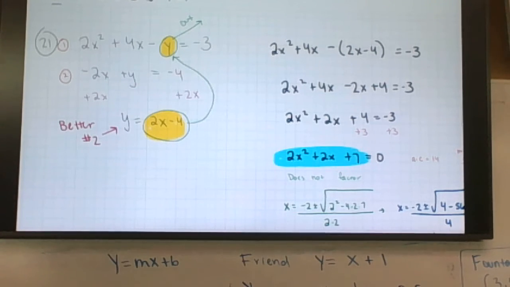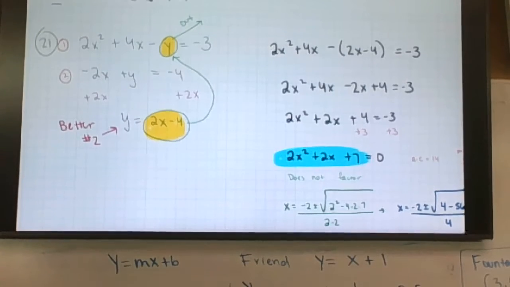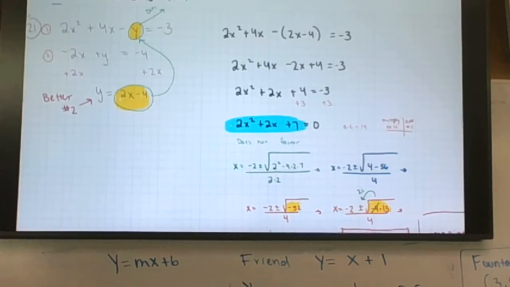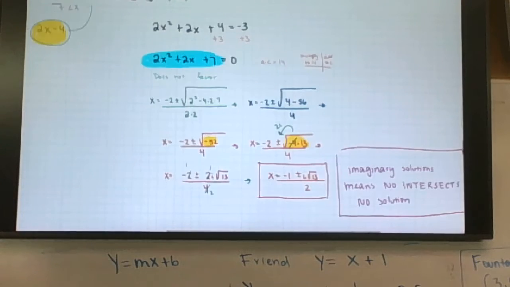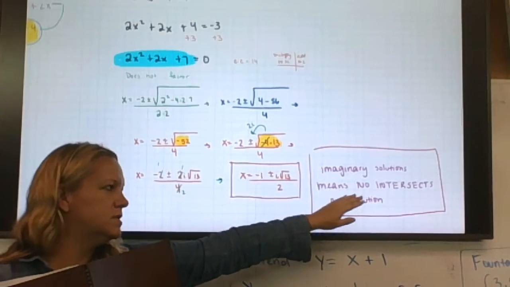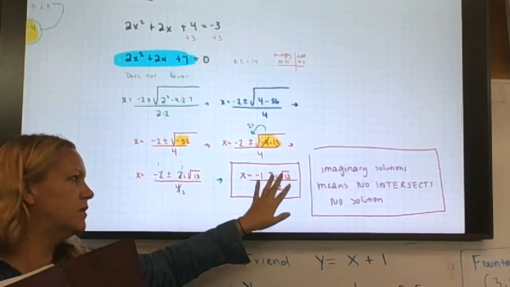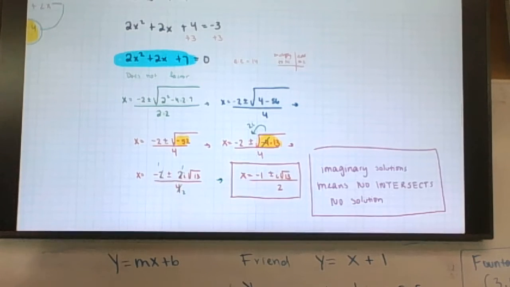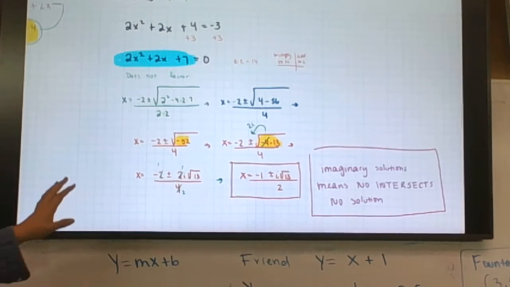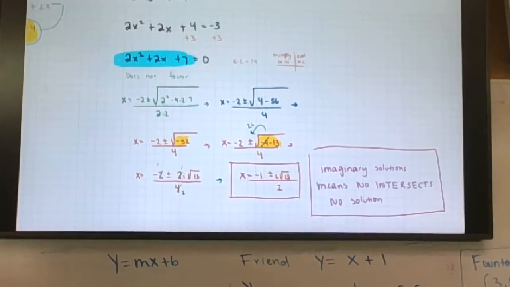All right, so I'm seeing a lot of you did the quadratic formula on 21, which is so great, very good. If you do the formula and you end up with an imaginary answer, and maybe you want to kind of write this down as a note. Imaginary solutions means no intersects, no solution. So if you end up doing the formula because you can't factor it, and you get an imaginary answer, that means those equations never intersect. So that's a no solution. Like the first graph.